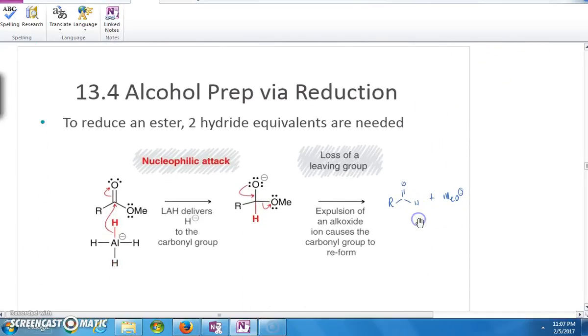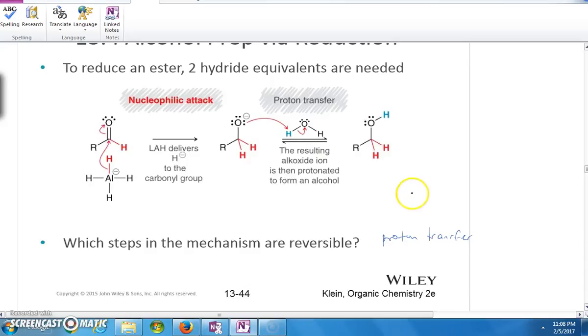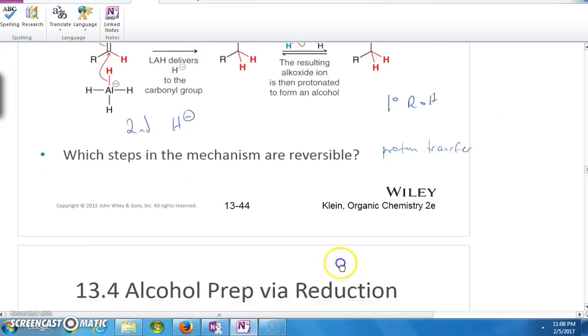Now to reduce the ester, two hydride equivalents are needed, as you can see here. The first hydride reduces it to the aldehyde, and then the second hydride reduces it to the alcohol. This reduces to the primary alcohol. And you can see that the proton transfer step is reversible.